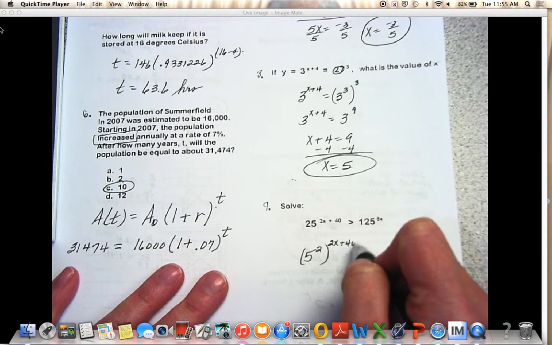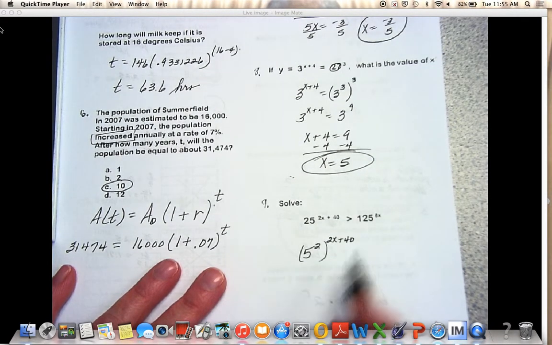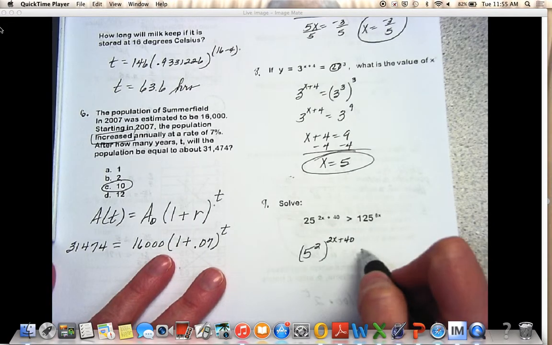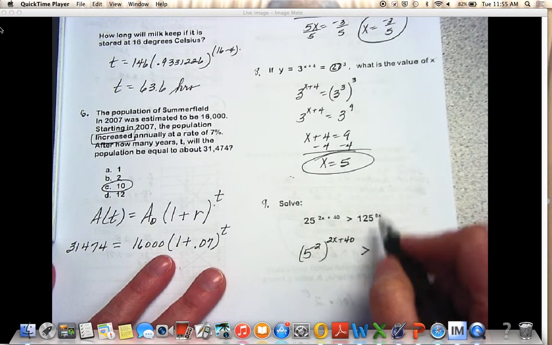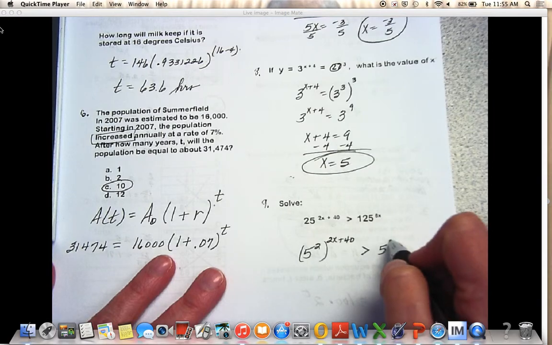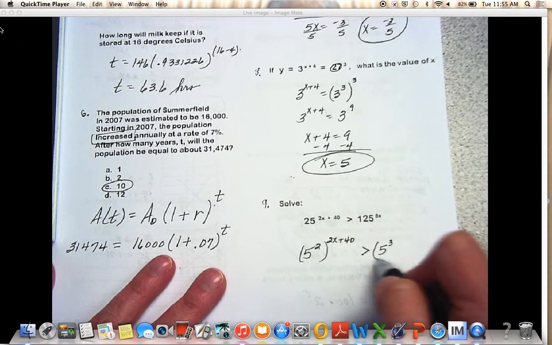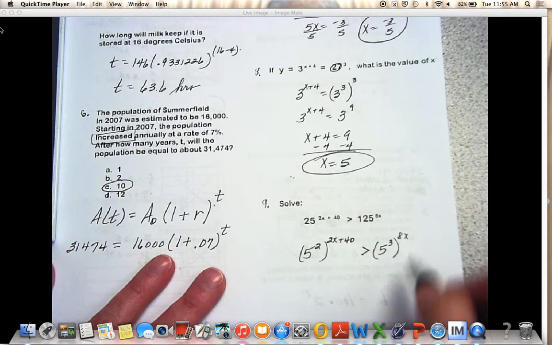And I'm going to keep the 2x plus 40. Right now, it's going to stay up there. Greater than 125 would be 5 cubed. And then that's going to be raised to the 8x.